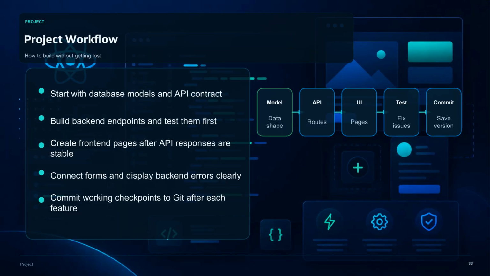Follow a structured workflow to stay focused. Define your database models and API contract first. Build and test your backend endpoints. Then create the front-end pages, connect them to the API, and commit your work to Git regularly.